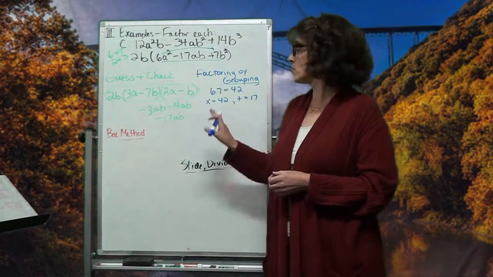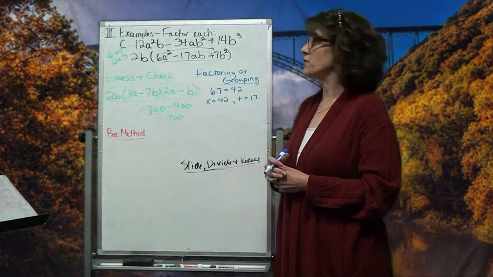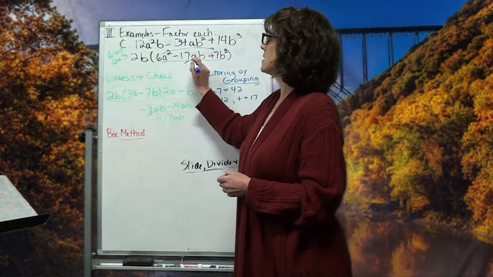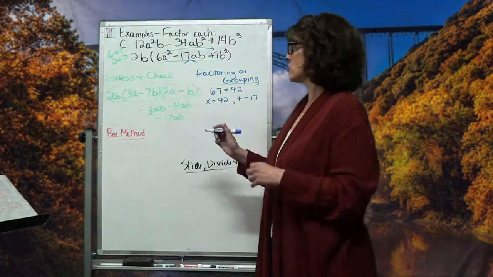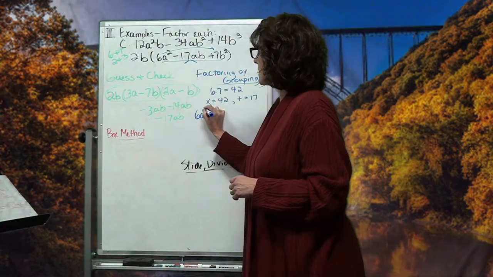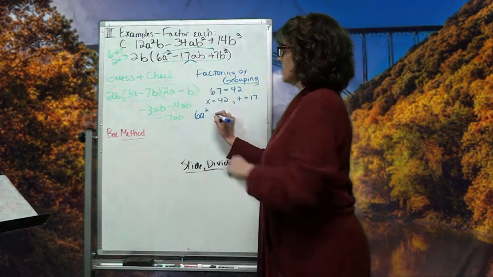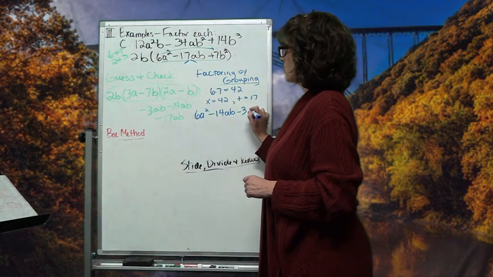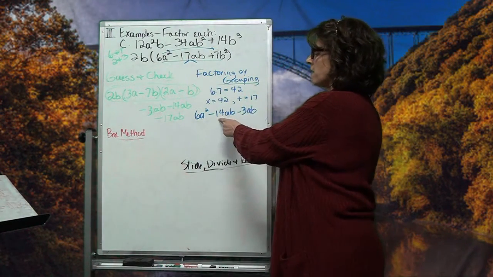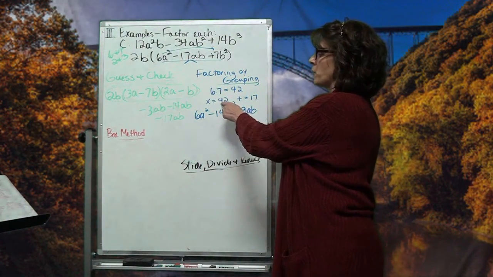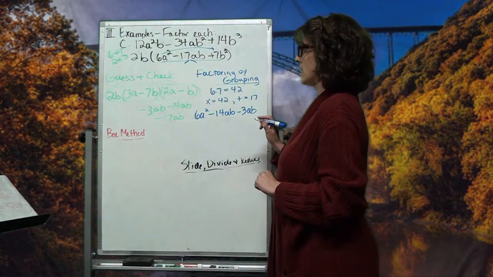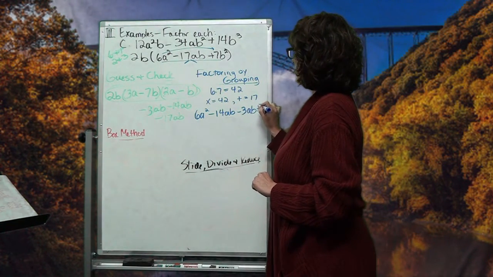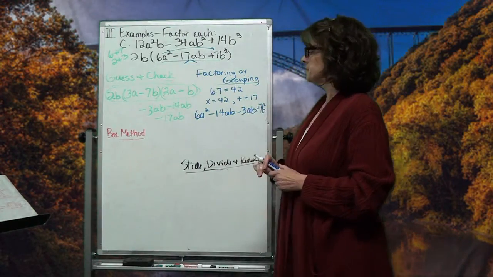Because 14 times 3 is 42, and 14 plus 3 is 17. Remember, my goal is to take that middle term and split it into 2 terms. So I'll keep that 6a squared, but this minus 17ab turns into a negative 14ab minus 3ab, because negative 14 times negative 3 is positive 42, and they do combine to be that negative 17. And keep that 7b squared in the back.